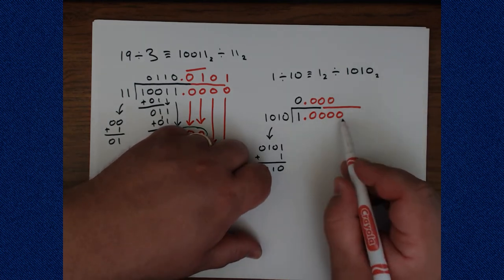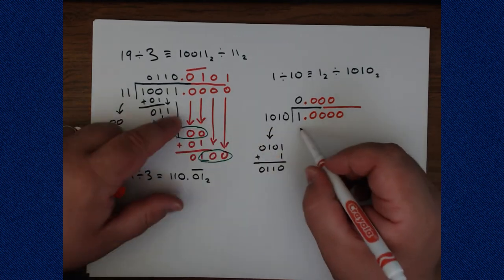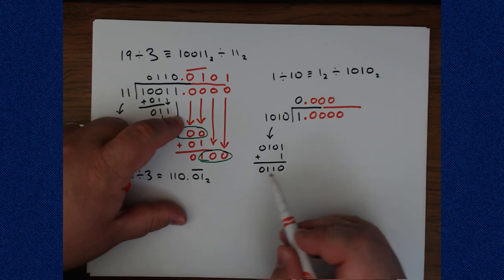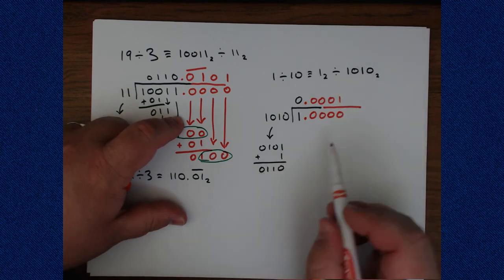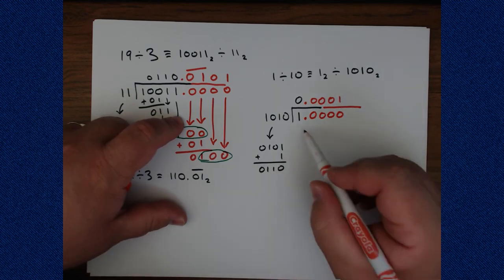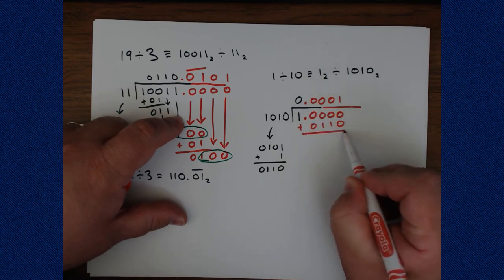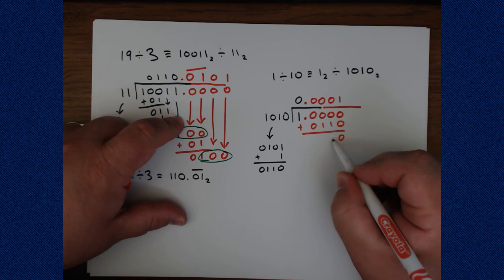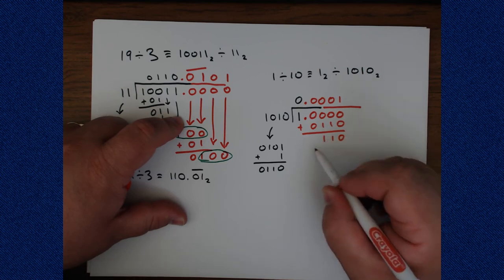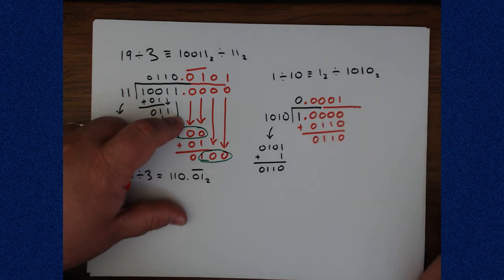Now we've got 5 bits divided by 4 bits, so it's definitely going to go. So I'm going to add, it goes in once, and then we're going to add this to the bottom 4 bits. 0, 1, 1, 0. That'll give me a 0. 0 plus 1 is 1. 0 plus 1 is 1. 0 plus 0 is 0.